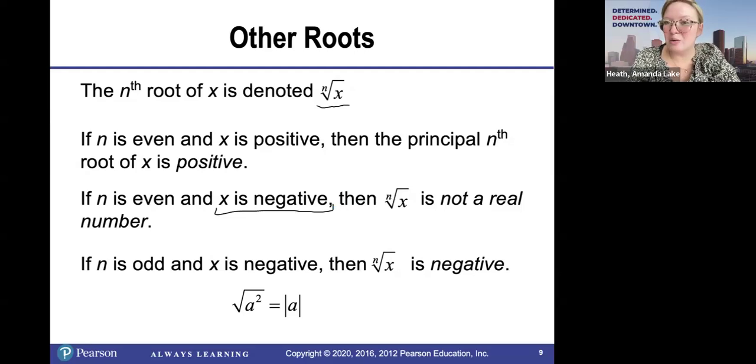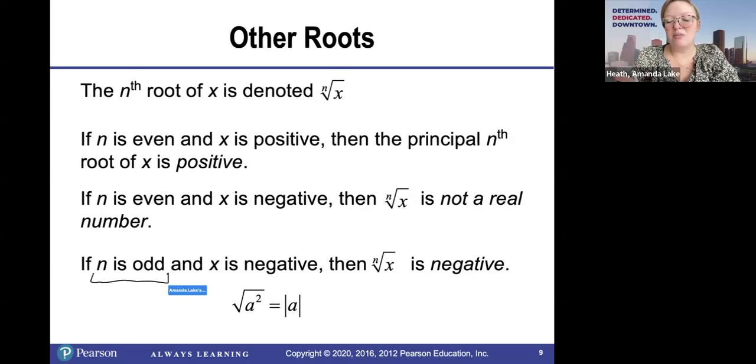Now, if n is even and we have a negative value under that radical symbol, then the nth root of x is not a real number, because we can never have a negative number or any number multiplied by itself an even number of times and get a negative number, because negative times negative is positive, and positive times positive is positive. So we can't ever get the nth root of a negative number if n is even.